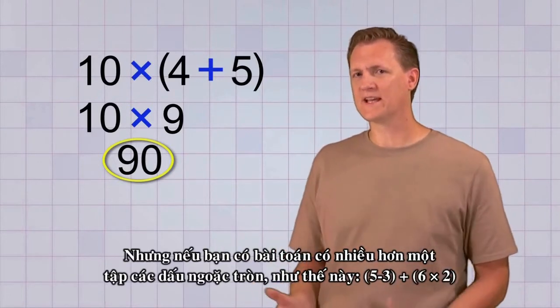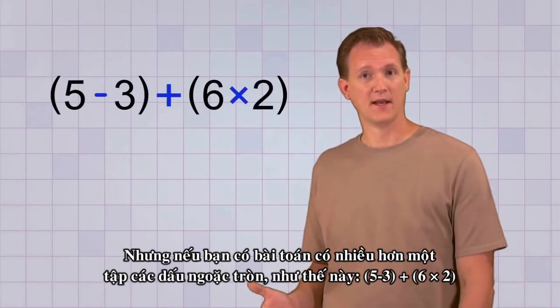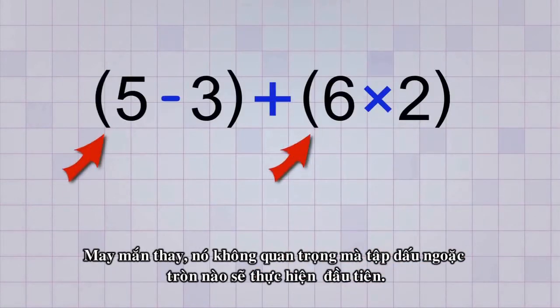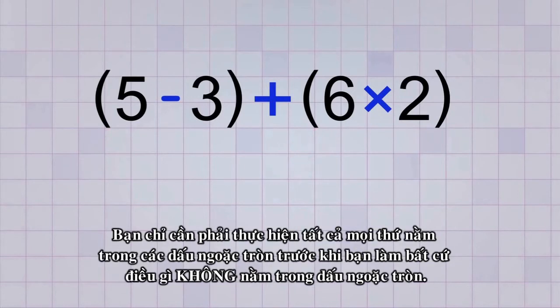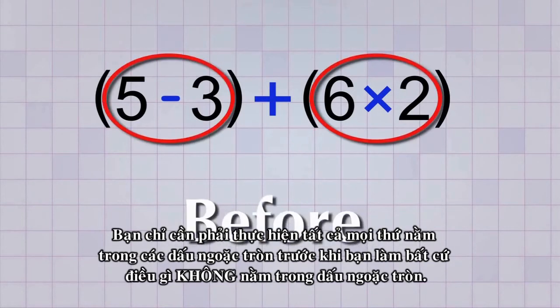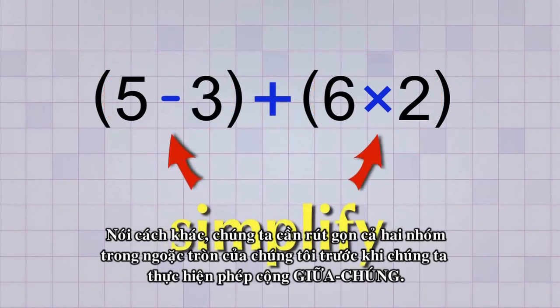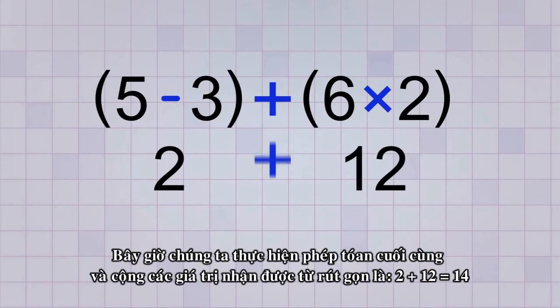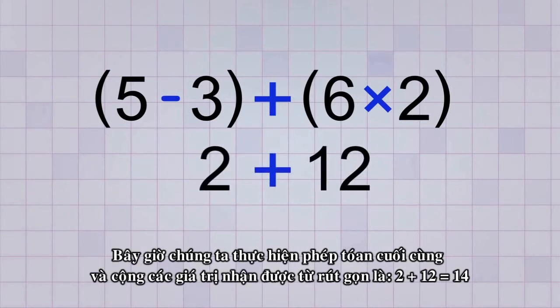But what if you get a problem that has more than one set of parentheses, like this? (5 minus 3) plus (6 times 2). Fortunately, it doesn't matter which set of parentheses you do first. You just need to do everything that's inside the parentheses before you do anything that's not inside parentheses. In other words, we need to simplify both of our parentheses groups before we can do the addition in between them. The first group, 5 minus 3, simplifies to 2. And the second group, 6 times 2, simplifies to 12. Now we can do the last operation and add the values that we got from simplifying. 2 plus 12 equals 14.